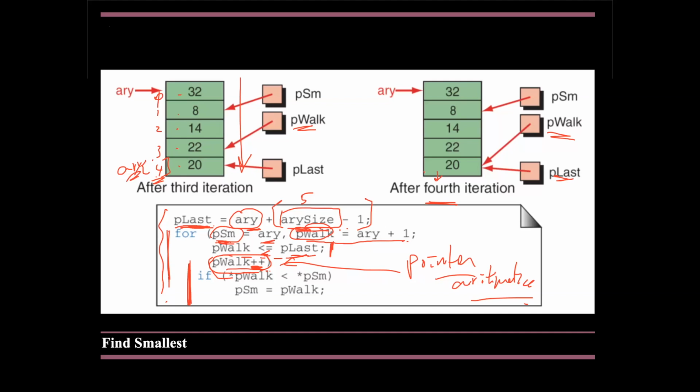So then we keep track of the all-time smallest, basically doing a comparison by dereferencing p walk. If the value where p walk is pointing to is less than the all-time minimum, then we want to set the all-time minimum to be the pointer that is pointing to p walk at the time. So we basically just use these 4 pointers throughout. Only p small and p walk are moving, but ARY and p last are fixed. One pointing to the beginning, the other pointing to the end.